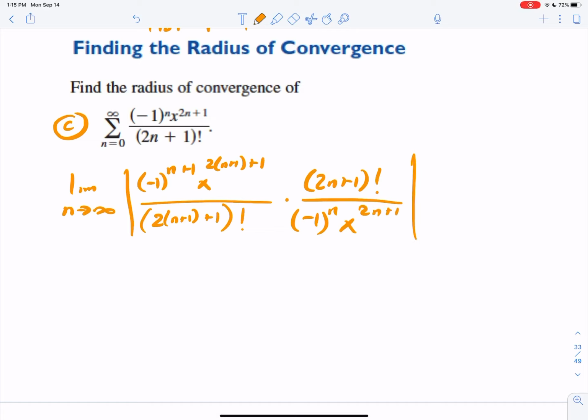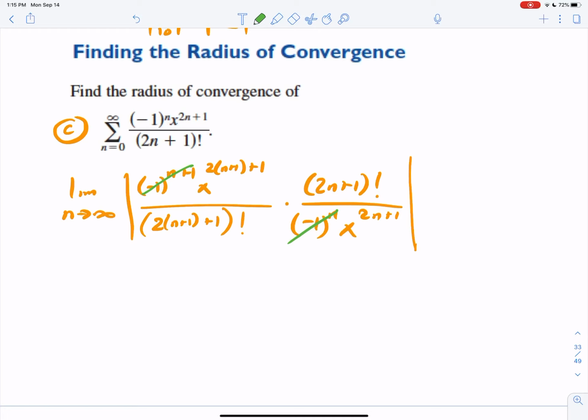Now, first thing, make sure you use parentheses, because if you replace an n with an n plus 1, that 2 is going to distribute, okay? Here we go. Since there's an absolute value here, my alternating factors can just go away because they're going to turn out positive anyways, all right?